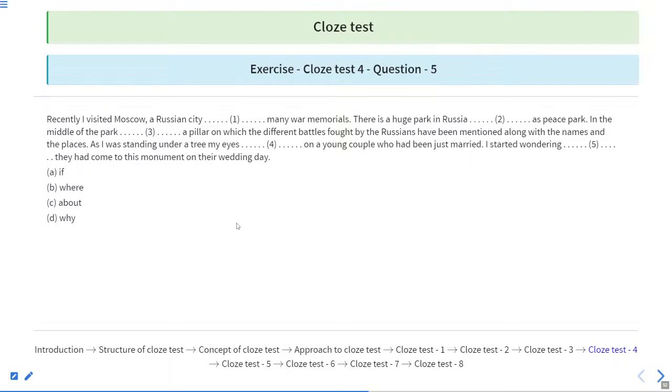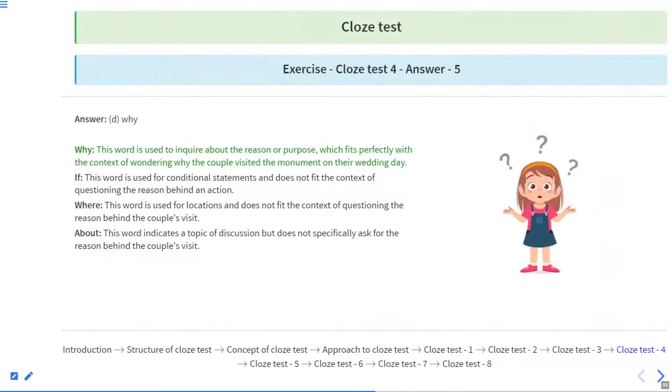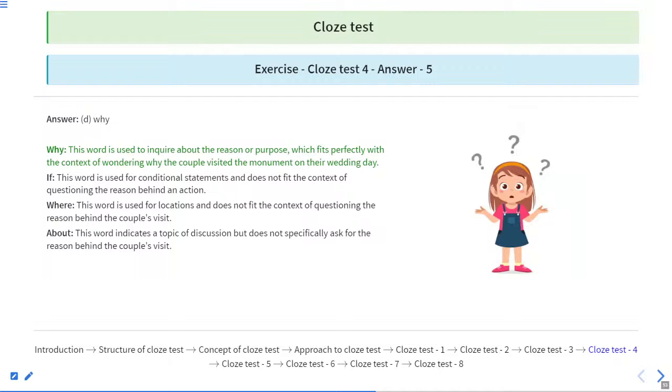The last one: I started wondering, dash, they had come to this monument on their wedding day. Is it if, where, about, or why? The correct answer is why. Why is used to inquire about the reason or a purpose. So this will fit in perfectly with the context of wondering why the couple visited the monument on their wedding day.